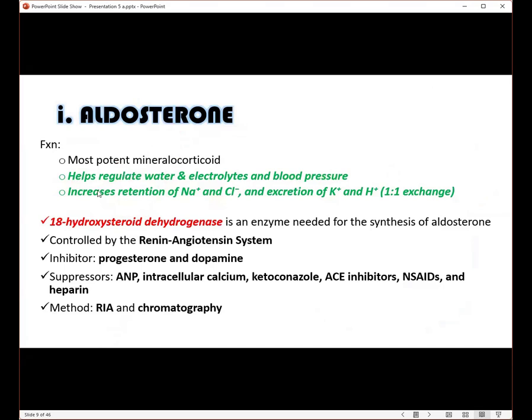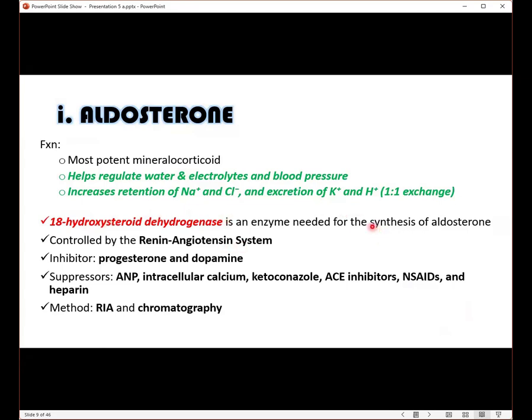It increases retention of sodium and chloride and excretion of potassium and hydrogen. Sodium and potassium have an inverse relationship. For every retention of sodium, there should be excretion of potassium. Take note that both of them are positively charged. Whenever there is retention of a positively charged ion, there will be excretion of a positively charged ion. So when there is retention of sodium, there will be excretion of potassium, as well as hydrogen ion. And we have here 18-hydroxysteroid dehydrogenase.